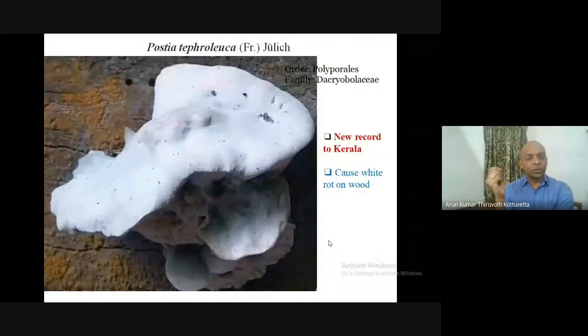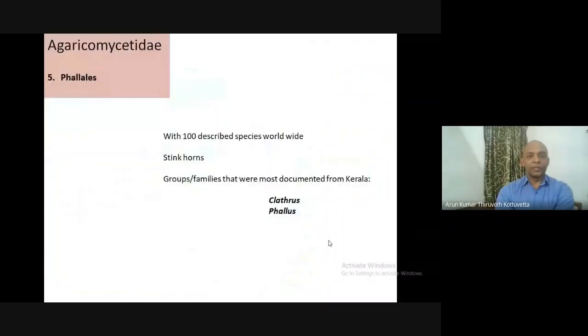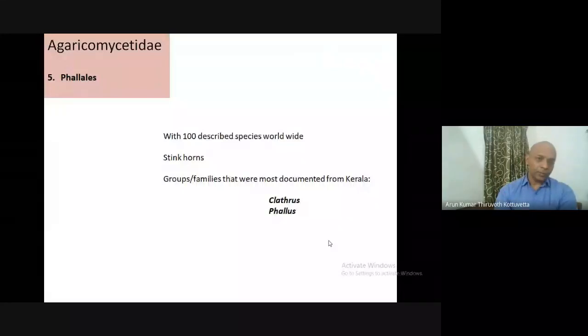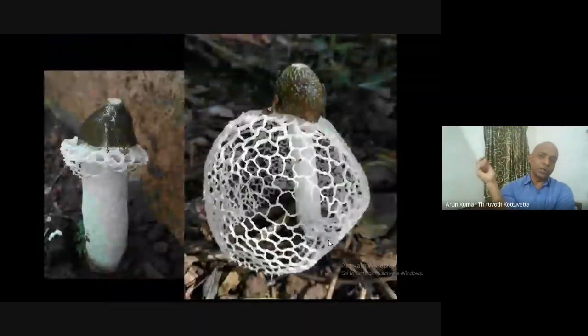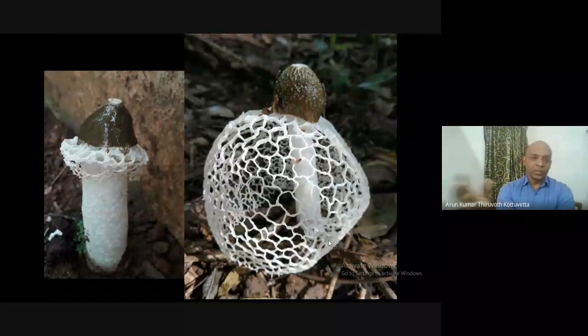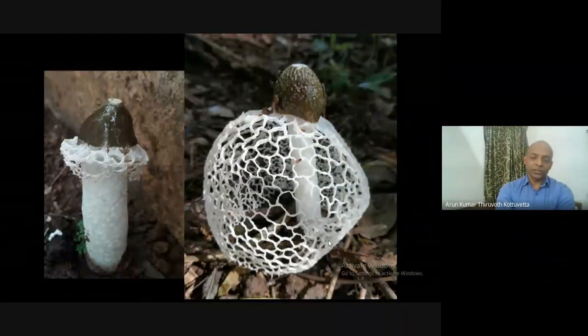Then coming to the polyporales group, we have the phallales group, which has around 100 described species, and Clathrus and Phallus are the most dominant genera in Kerala. This is a Dictyophora, which has now been placed under Phallus. Earlier it was Dictyophora, now it is Phallus indusiatus.